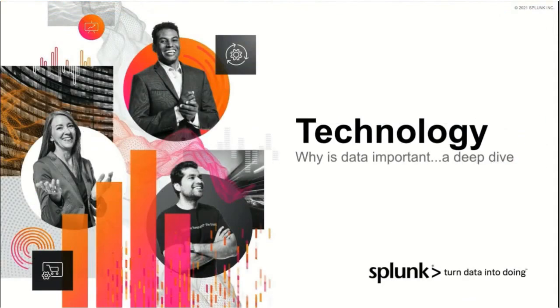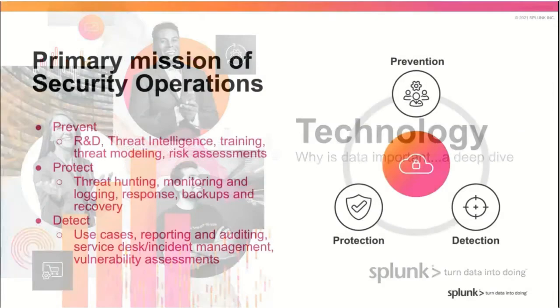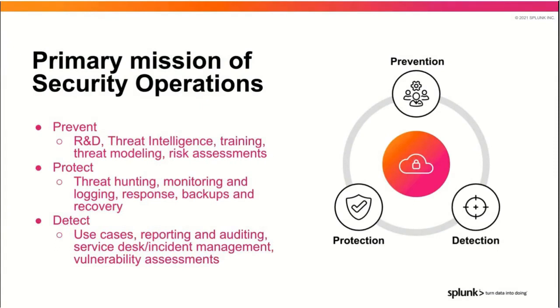So let's talk about technology. Why is this all important to us? What does this really mean? And how do we go forward from here? The 3 primary missions within security operations should be around prevention, detection, and protection. How do we affect these different dimensions with something like S2M2?